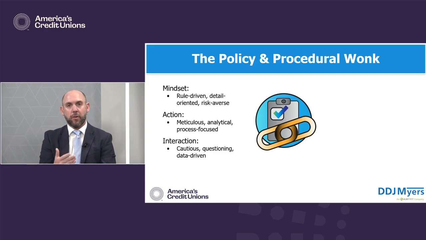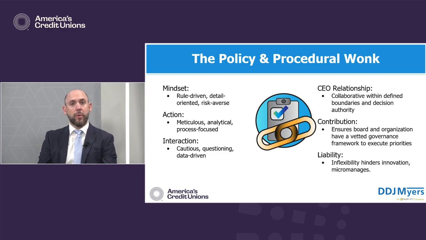So the action: they can be very meticulous, analytical, and process-focused. The interaction is maybe cautious and questioning, data-driven. How does it fit inside of our model? So they're working through their thought process in that kind of way. The relationship with the CEO absolutely can be very collaborative with well-defined boundaries to decision authority. The way that shows up is, okay, we're in the board-CEO relationship now when we're doing the process. Okay, number 1, do you have any other questions, etc.? All right, board meeting is adjourned.